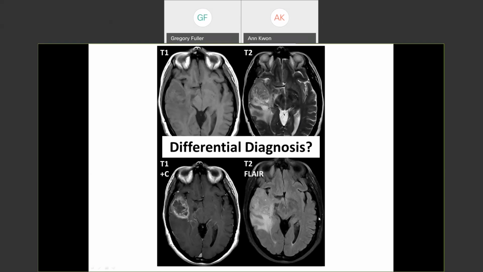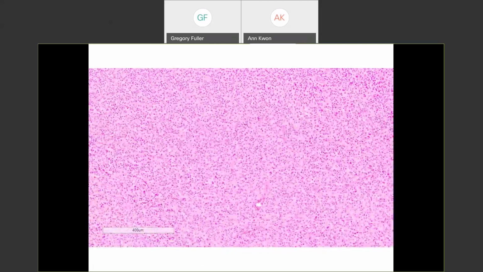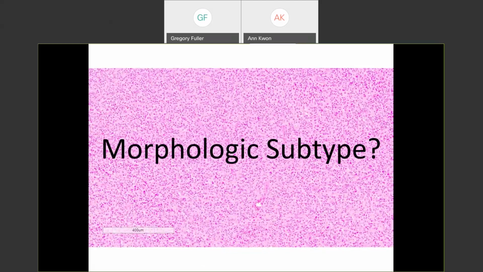That is diffuse glioma. Diffuse glioma until proven otherwise. This was, in fact, glioblastoma IDH wild type. Here's the histology of the case. So we're moving on now. What's the morphologic subtype? Anybody want to play on this one? What's the morphologic subtype?